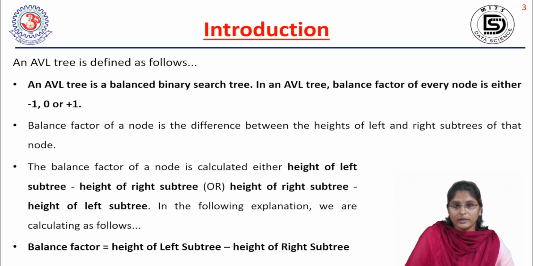The balance factor of a node is the difference between the height of the left subtree and the height of the right subtree of the node. It is calculated either as height of left subtree minus height of right subtree, or the other way around. In the following explanation, we calculate it as follows: balance factor is equal to height of left subtree minus height of right subtree.